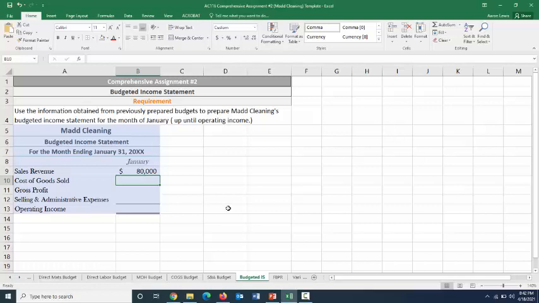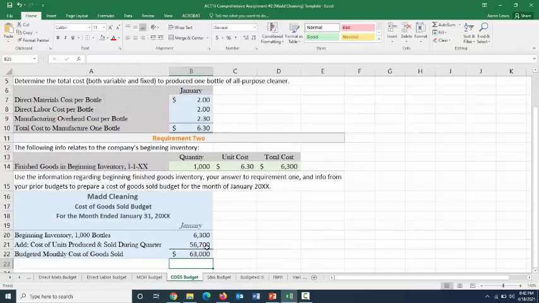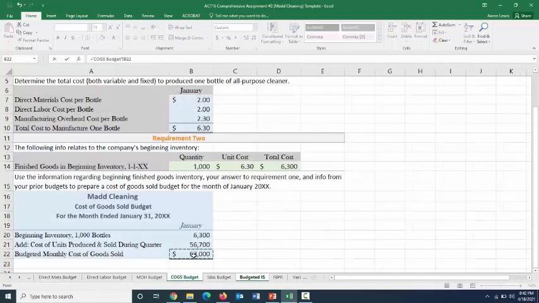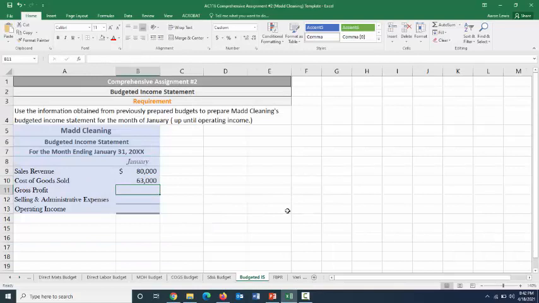Obviously, we're not going to get to keep that $80,000 because we have to pay to produce goods and we have to pay all of our other various costs. So we need to figure out, firstly, what amount of that $80,000 is going to have to go towards covering our cost of production, or our cost of goods sold. We made a budget for that. According to our cost of goods sold budget, our expected monthly cost of goods sold to be recorded is $63,000. So we can go back to our budgeted income statement and take that $63,000 right from our cost of goods sold budget in order to determine what our gross profit is.